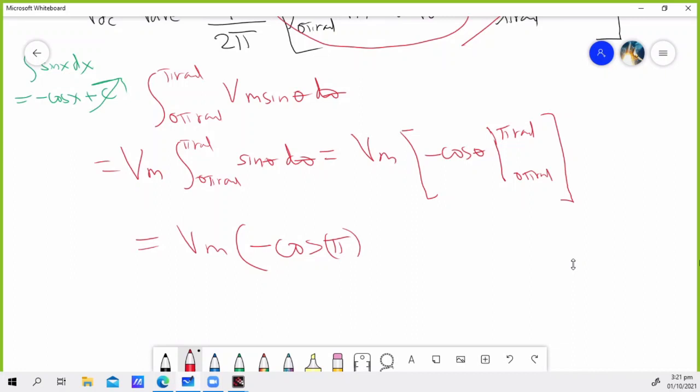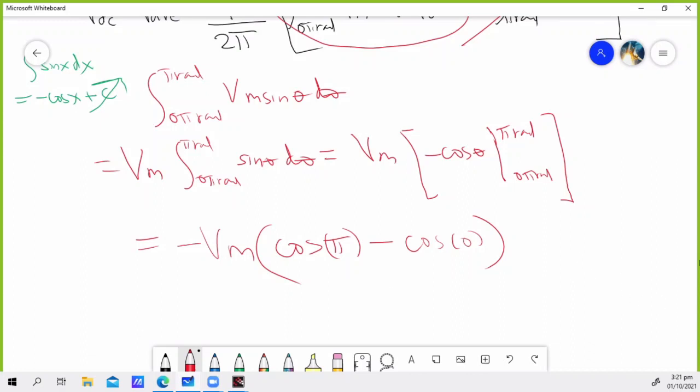Actually, pwede natin ilabas yung negative na dito para hindi na tayo malito. Yung negative cosine na yun, negative Vm na yun. Okay. Times cosine minus lower limit. Ano yung lower limit natin? 0 radians. So that's cosine of 0. Make sure yung calculators natin naka-radians.